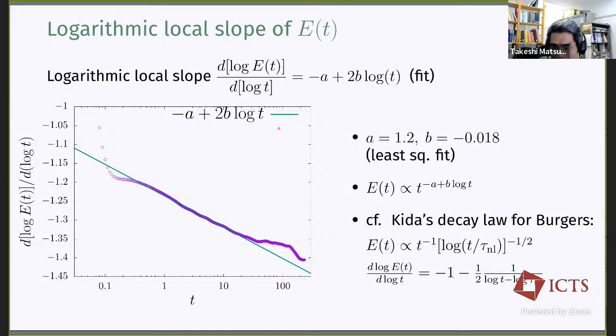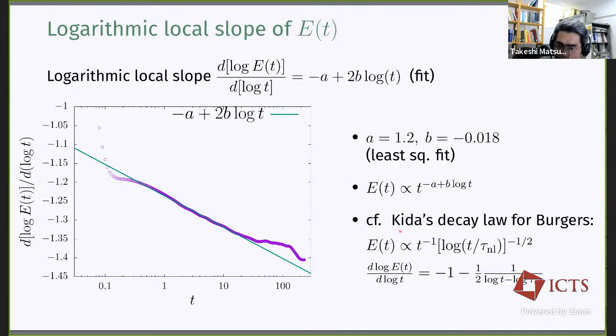So I just fit this logarithmic local slope with a straight line in this log-linear coordinate. It gives some constant. So there is some intercept, let's say minus 1.2. The slope B is something like this. So this implies the total energy varies in this form. And it's just empirical.